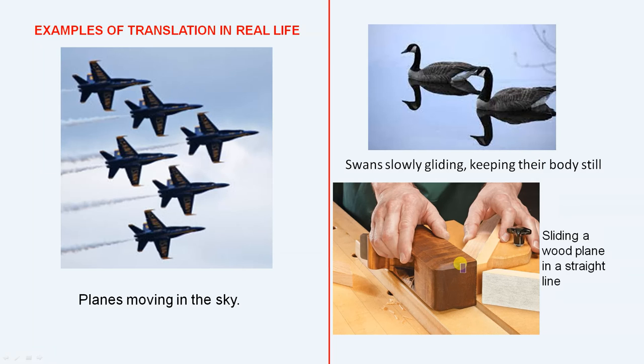And over here we have this carpenter sliding a wood plane in a straight line. So there's the wood plane, which does a bit of shaving. It smooths the timber. Moving it in a straight line is a reasonable example of translation.